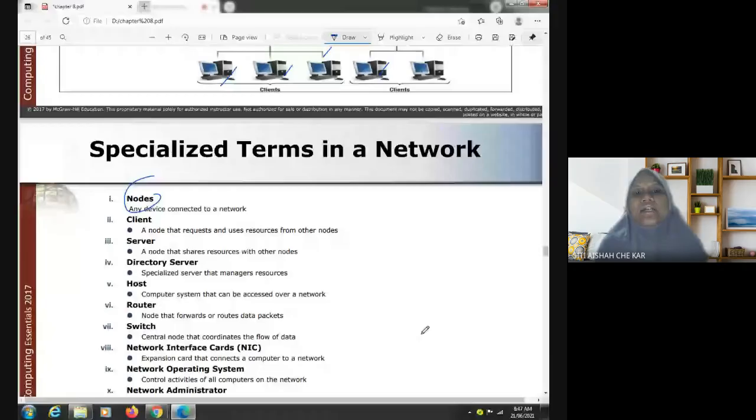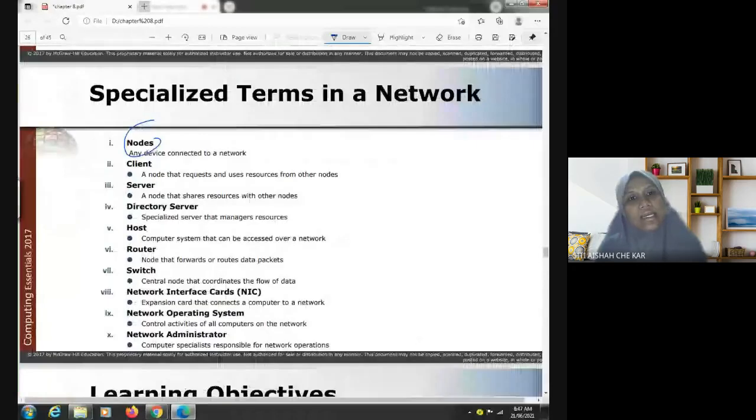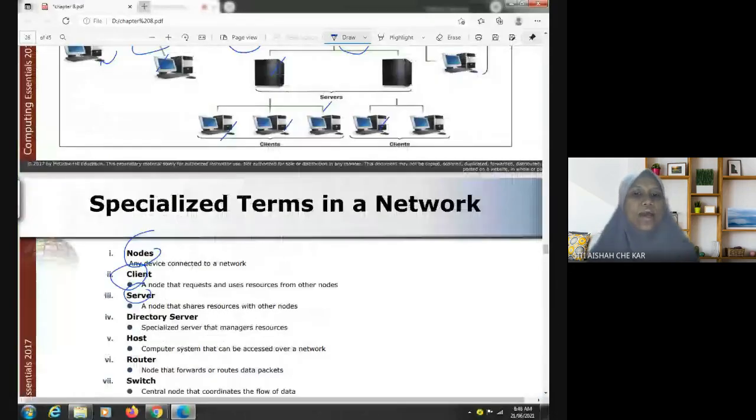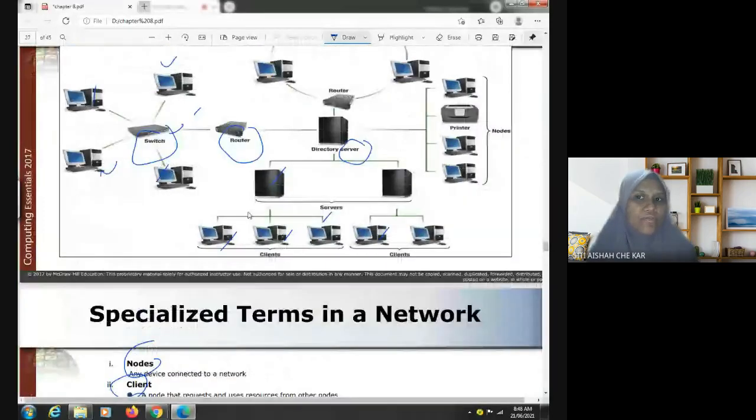Okay, but a node we can categorize into a client or a server. Okay, a client is the end user. For example here, when this device wants to communicate with another network, katakanlah you nak communicate with this computer, it must have a permission. It must go through this server. Baru dia boleh communicate. So the client has to ask permission from the server when it wants to communicate with another network.